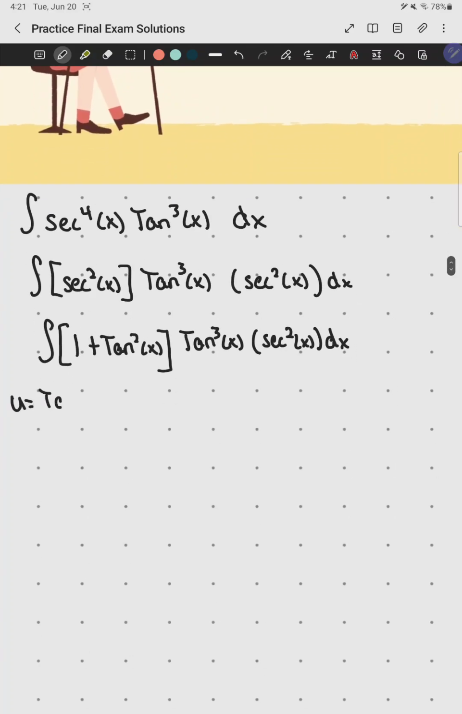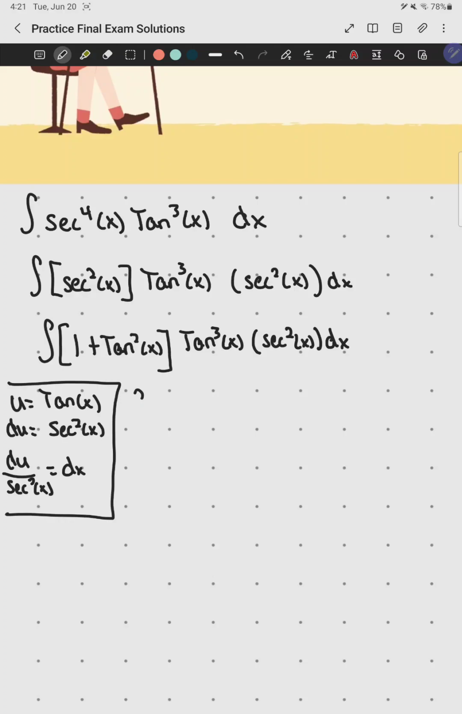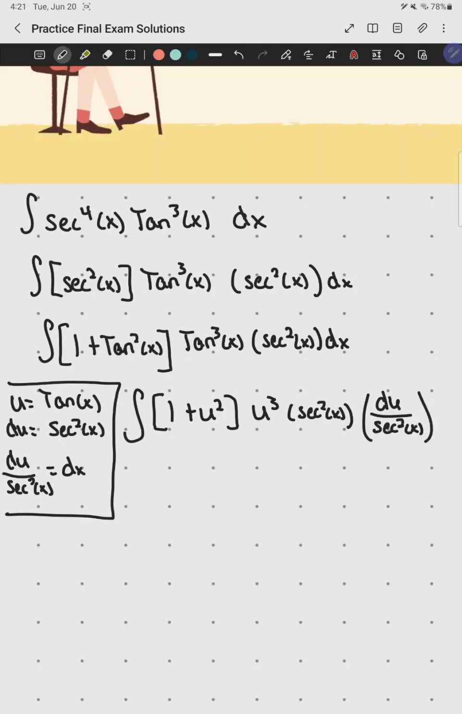Our u in this situation is going to be tan x. Our du is going to be secant squared x. To get dx by itself, divide by secant squared x. Replace your u's as necessary. Secant squared x is still there, and then we have our du over secant squared x.